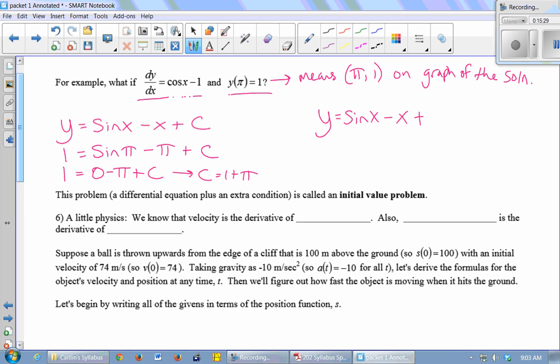And then instead of just writing plus c, now I know a specific c: 1 plus pi. That is a function whose derivative is cosine x minus 1, and when you plug in pi, you get 1. So this problem, where you're given a differential equation plus an extra condition, is called an initial value problem. And it will have one specific solution, whereas if you have just a differential equation, it will have infinite solutions.